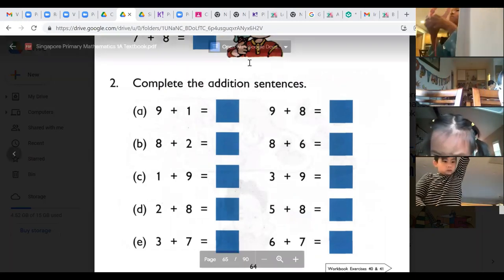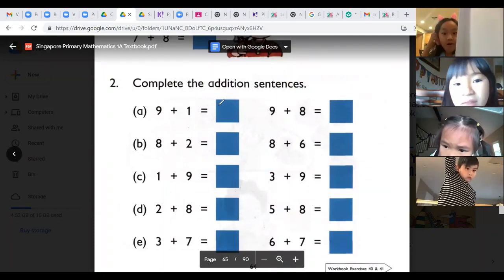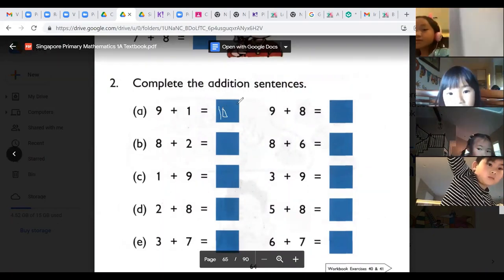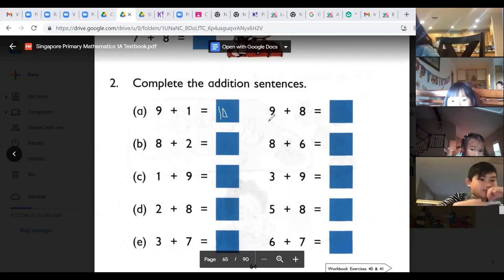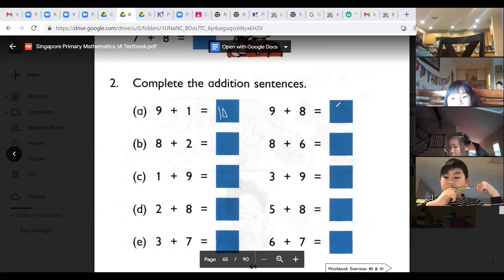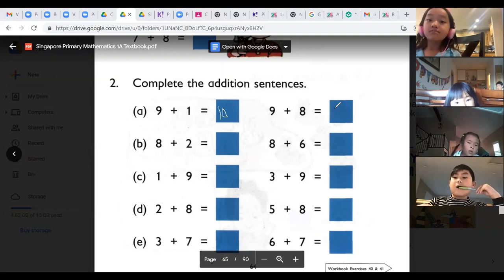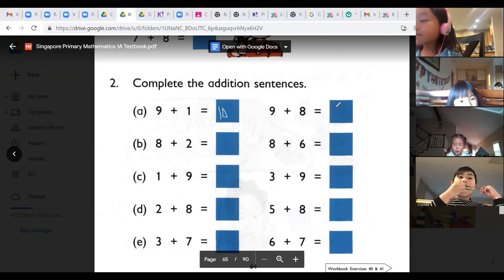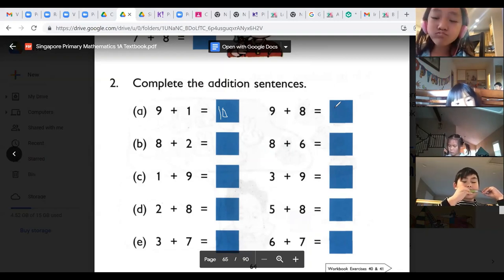Okay. Now, I need a few volunteers. I guess I'll start. We would just fill in the blank. So 9 plus 1, well, it's 10, because if we count from 9, we count one more time and we get 10. But 9 plus 8, if we count from 9, 8 times, we're going to get 17. So it goes 9, 10, 11, 12, 13, 14, 15, 16, 17.